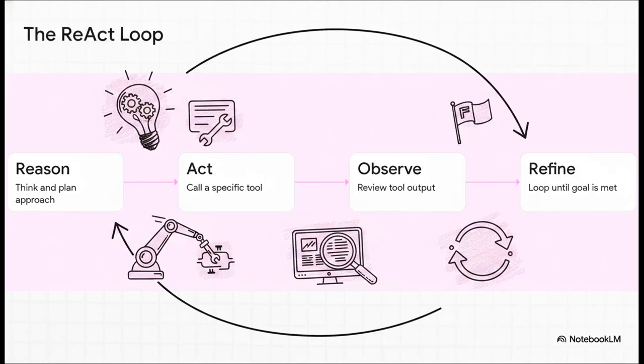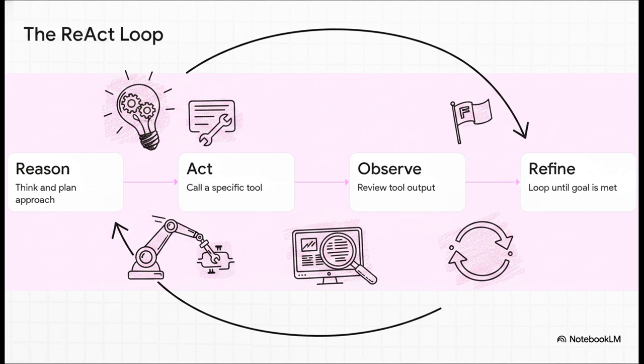And to actually use those tools effectively, the agent employs something called the ReAct loop. That stands for reason and act. It works like this. When given a complex goal, the agent first reasons and plans out its approach. Then, it acts by calling a specific tool. Next, it observes the output from that tool and then refines its plan.